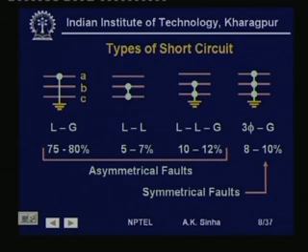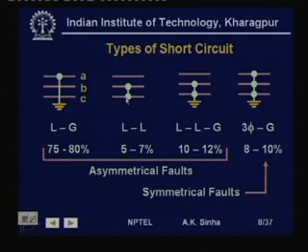Now, we will discuss the various kinds of short circuits which can occur. The simplest one, as we see here, is when a single line or phase A of the conductor is grounded. That is, a short circuit occurs between one conductor and the ground. This we call a line to ground fault, and almost 75 to 80% of the faults are of this type.